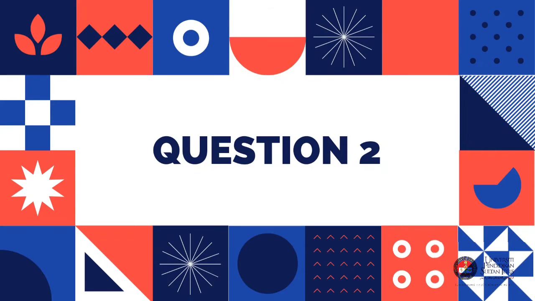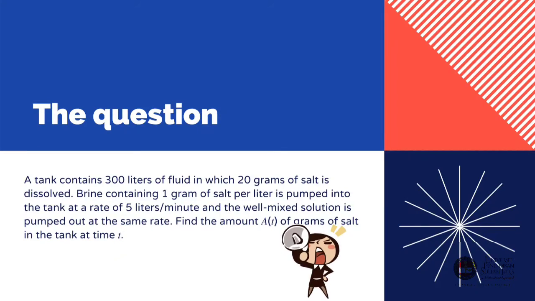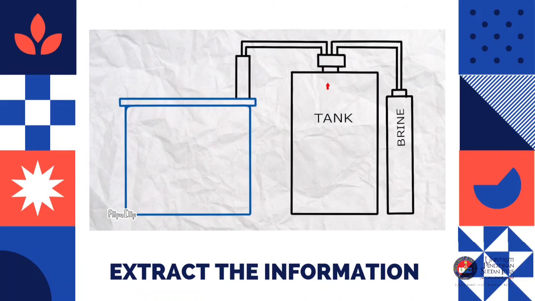Question number 2. A tank contains 300 liters of fuel in which 20 grams of salt is dissolved. Brine containing 1 gram of salt per liter is pumped in at a rate of 5 liters per minute, and the well mixed solution is pumped out at the same rate. Find the amount A(t) of grams of salt in the tank at time t.